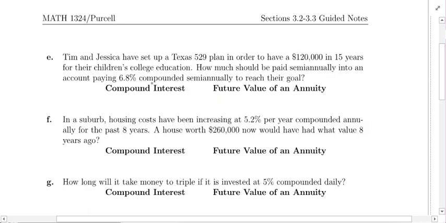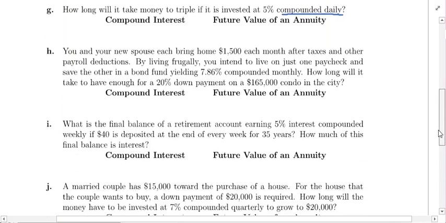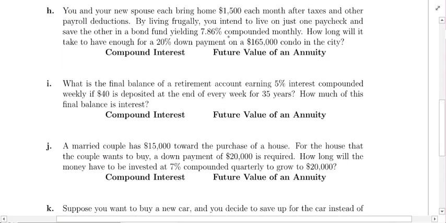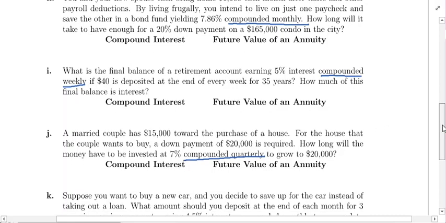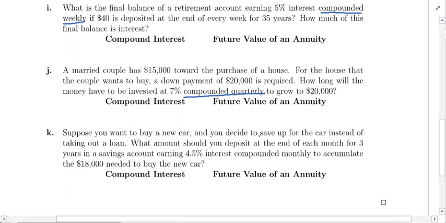Let's see, part E, compounded semi-annually. Part F, compounded annually. Part G, compounded daily. Keep going, okay? Part H, compounded monthly. Part I, compounded weekly. Part J, compounded quarterly. Keep going. Part K, where is it? Compounded monthly, and I think that's the last one.